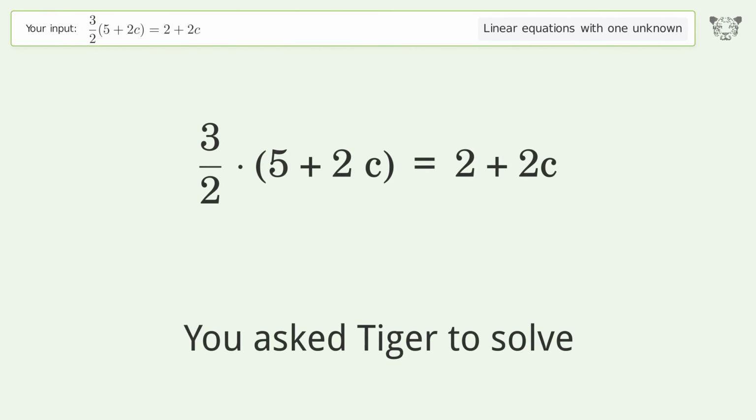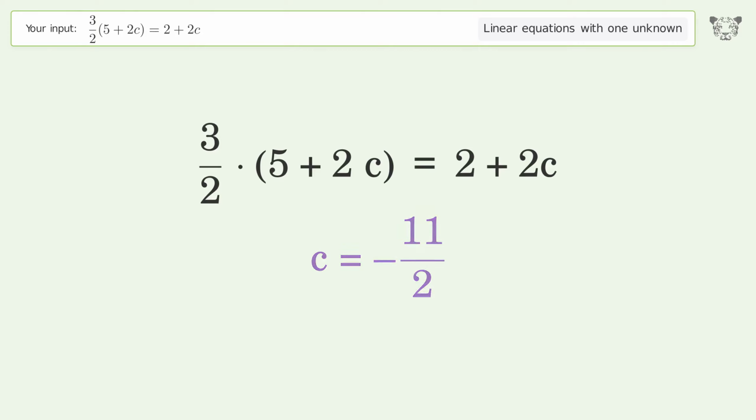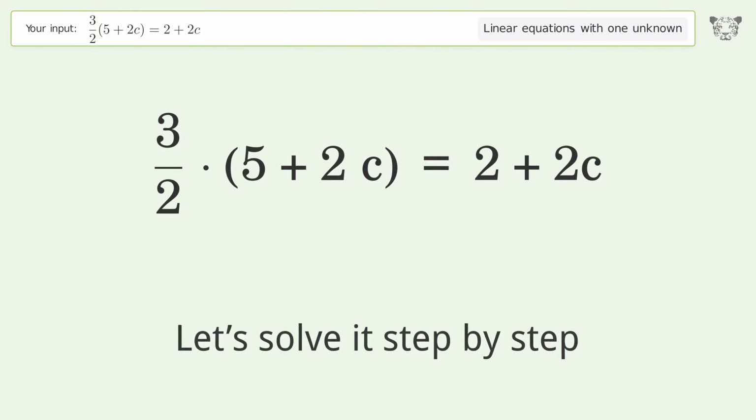You ask Tiger to solve this. This deals with linear equations with one unknown. The final result is c equals -11/2. Let's solve it step by step.